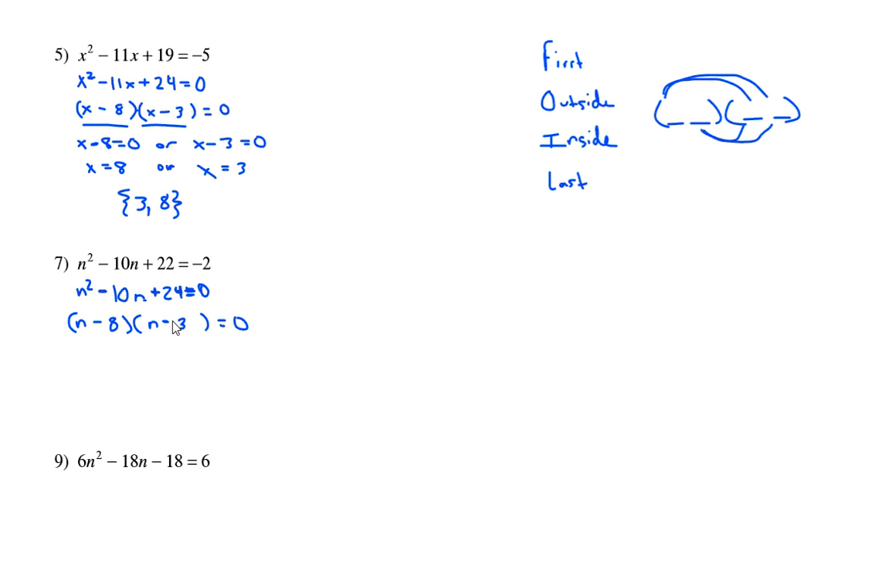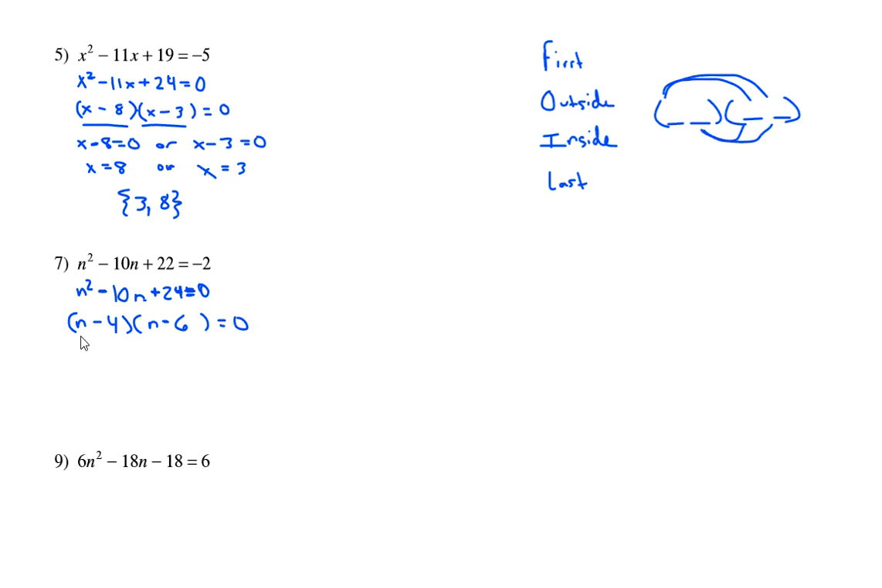That'll be n squared minus 3n minus 8n. Oh, that would give me a negative 11n, so that is not good. That combination does not work. So let's try a different one. In this one, it should be a 4 and a 6. So we get n squared minus 6n minus 4n. That would give me the negative 10n plus 24 equals 0.